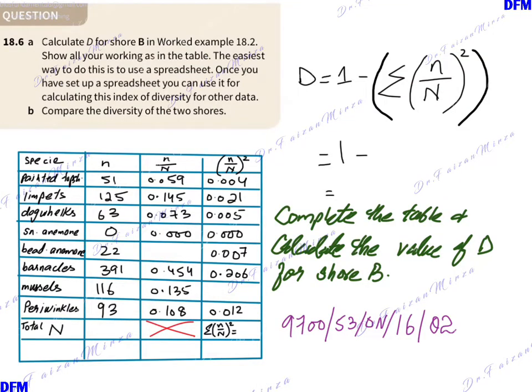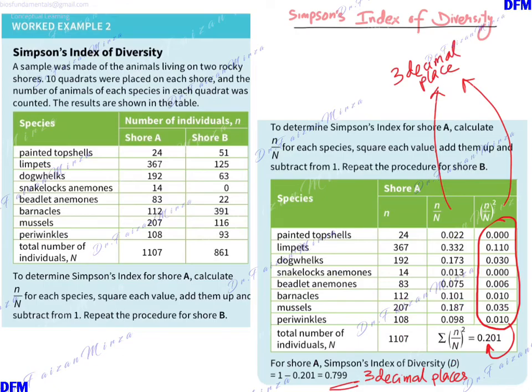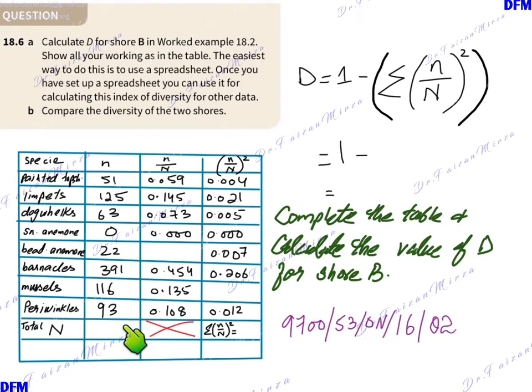The same thing can be done for shore B. The values are given. I have mentioned all these values here. The small n values are mentioned. The capital N value can be calculated by adding these, which in this case will be 861, because this is already mentioned in the table on the previous page. So you calculate this here. All the values are given except for a few which I have missed. You can just calculate this value and the sum of the last column, place the answer here, and subtract this from 1. You will get the answer for the diversity index. The diversity index will always be to 3 decimal places. You will just compare how close it is to 1 or how close it is to 0.